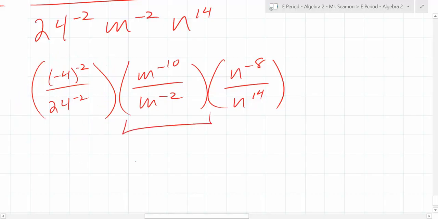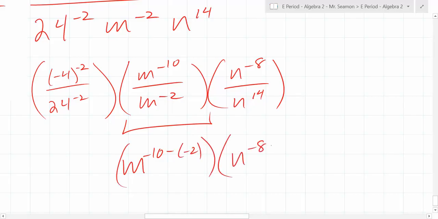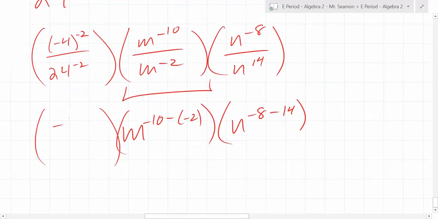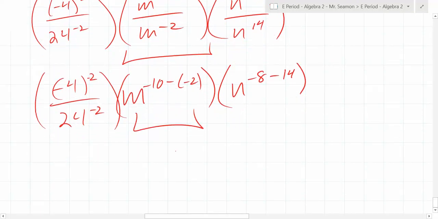Let's look at this one. It's m to the negative 10 minus what? Negative 2. N to the negative 8 minus 14. All you're doing is subtracting right now, and I'm keeping this the same for now. Negative 4 to the negative 2, 24 to the negative 2. What's negative 10 minus negative 2?